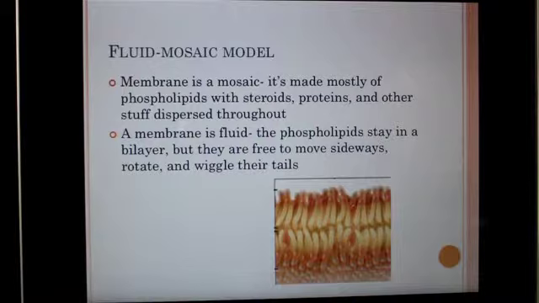So these two experiments gave rise to the current model for cell membranes, which is the fluid mosaic model. The membrane is a mosaic. It's made up of mostly phospholipids with steroids like cholesterol, proteins, and other stuff dispersed throughout it. It also states that a membrane is fluid. The phospholipids stay in a bilayer, but they are free to move sideways, rotate, and wiggle their tails. Also, proteins in the layer can move or they can be anchored.